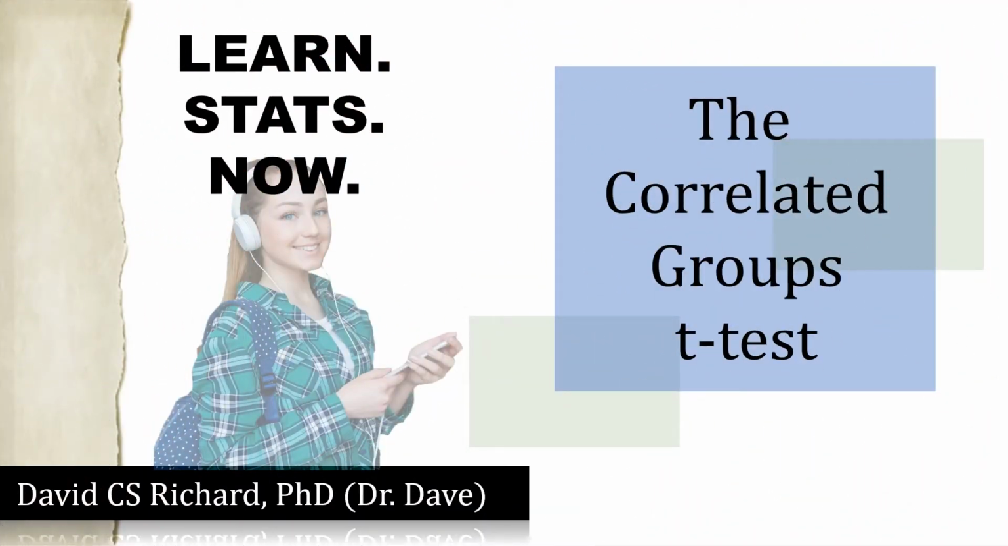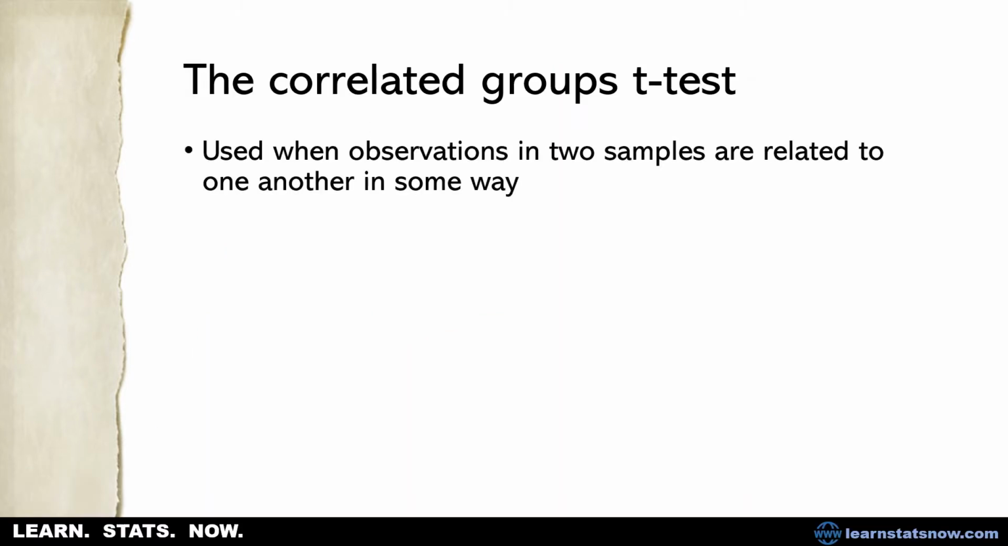Okay, in this video, we're going to talk about the correlated groups t-test, which is also called a dependent samples t-test, or sometimes you might even see a variant of it called a matched samples t-test, but we're going to use the term correlated groups. So we use this when observations in two samples are related to one another in some way.